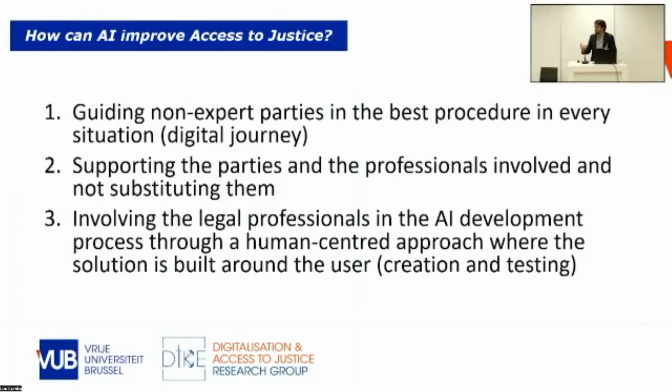So AI can guide the people to understand, okay, what are my chances? What are my options? And then, okay, if I want to follow option A, what should I do? And is it feasible? Or maybe I want to go for option B. And so what should I do? This is where we really think that AI can make the difference.